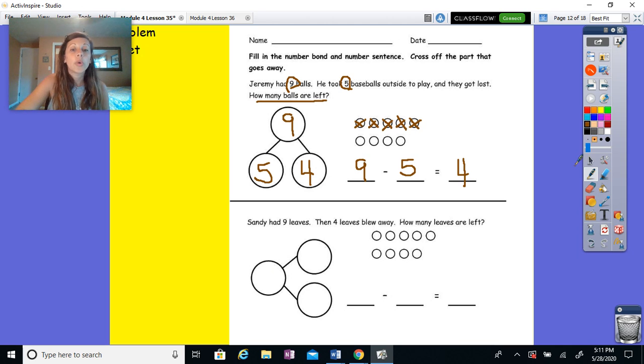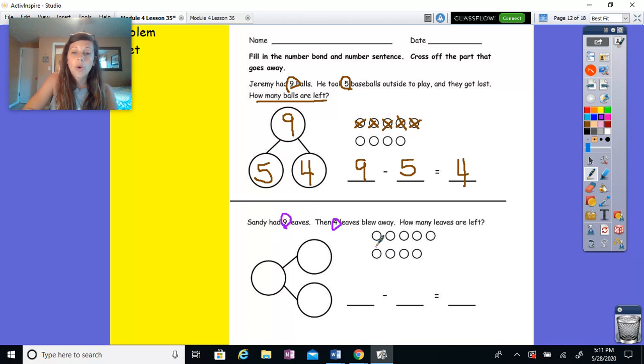Good job, my friends. We're going to do one more together, okay? So read with Miss Dolphin. Let me change my color. I like purple. Okay, Sandy had 9 leaves. Then 4 leaves blew away. How many leaves are left? Okay, so Sandy was outside. She had 9 leaves from the tree. 4 of them blew away in the wind. Now, they already drew a picture for us and they used circles to show the leaves.